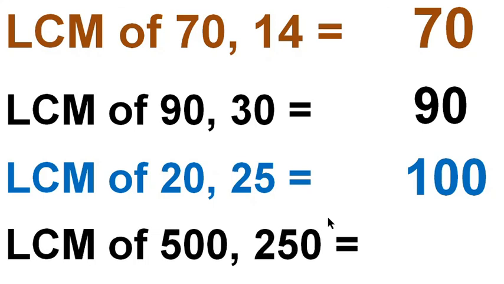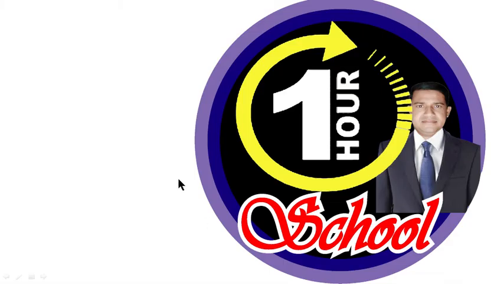Similarly, if we want to find out the LCM of 500 and 250, the greater one is here 500, and 500 is also divisible by 250, so here LCM is 500. Like this, we can find out any LCM of easy numbers or smaller numbers orally in this alternative method.